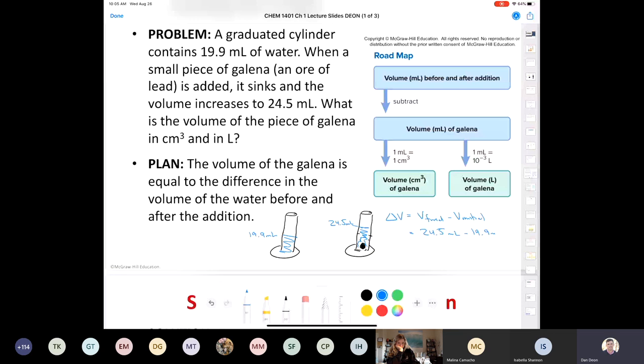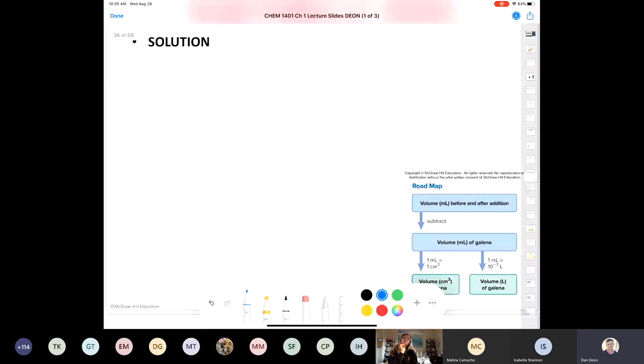I can do that in my head. It's 4.6. So 4.6 milliliters, okay? So there's our delta V. I'm kind of running out of space here, so I'm going to go to the next slide. Okay, but anyhow, we figured out that our delta V, our difference in volume, is equal to the V final minus the V initial, which was 24.5 milliliters subtract 19.9 milliliters, which equals 4.6 milliliters.